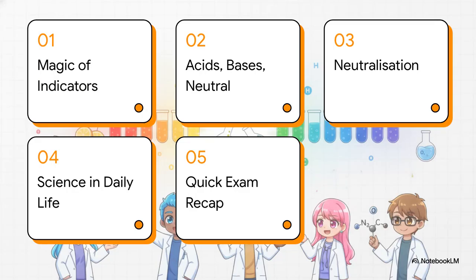Here's our game plan for today. We'll hit 5 key areas. First, the magic of indicators. Second, acids, bases, and neutral substances. Third, neutralization reactions. Fourth, science and daily life. And finally, a quick exam recap.